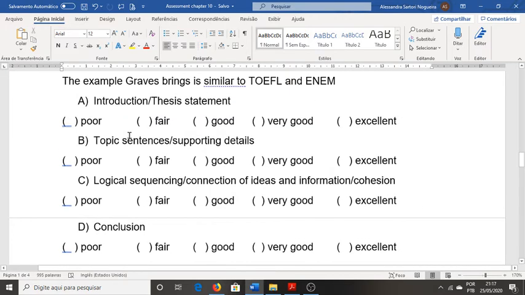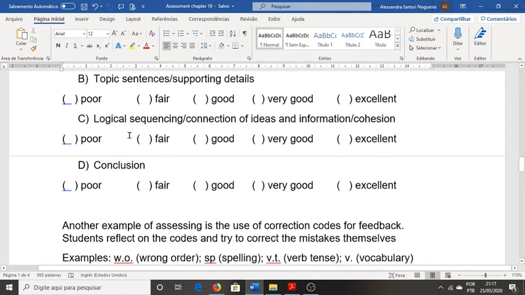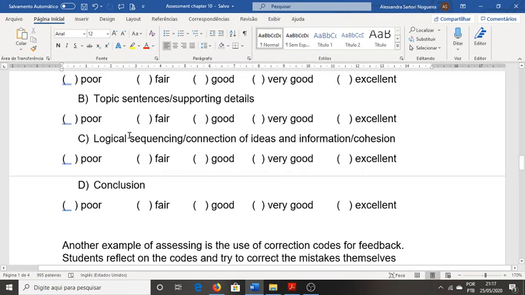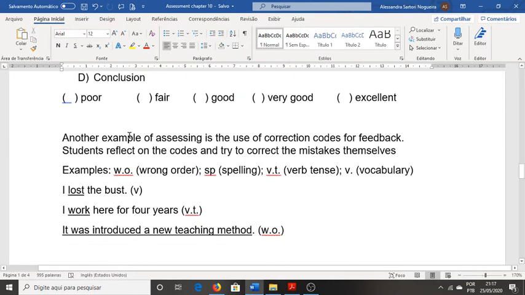So you're going to evaluate the writing in parts, you know, the introduction, the development, and the conclusion. Each part of the evaluation is going to have a grade from 1 to 5, you know, poor, fair, good, very good, or excellent. That's very similar to the ENEM, right? So this is one idea for us to evaluate the writing of our students.